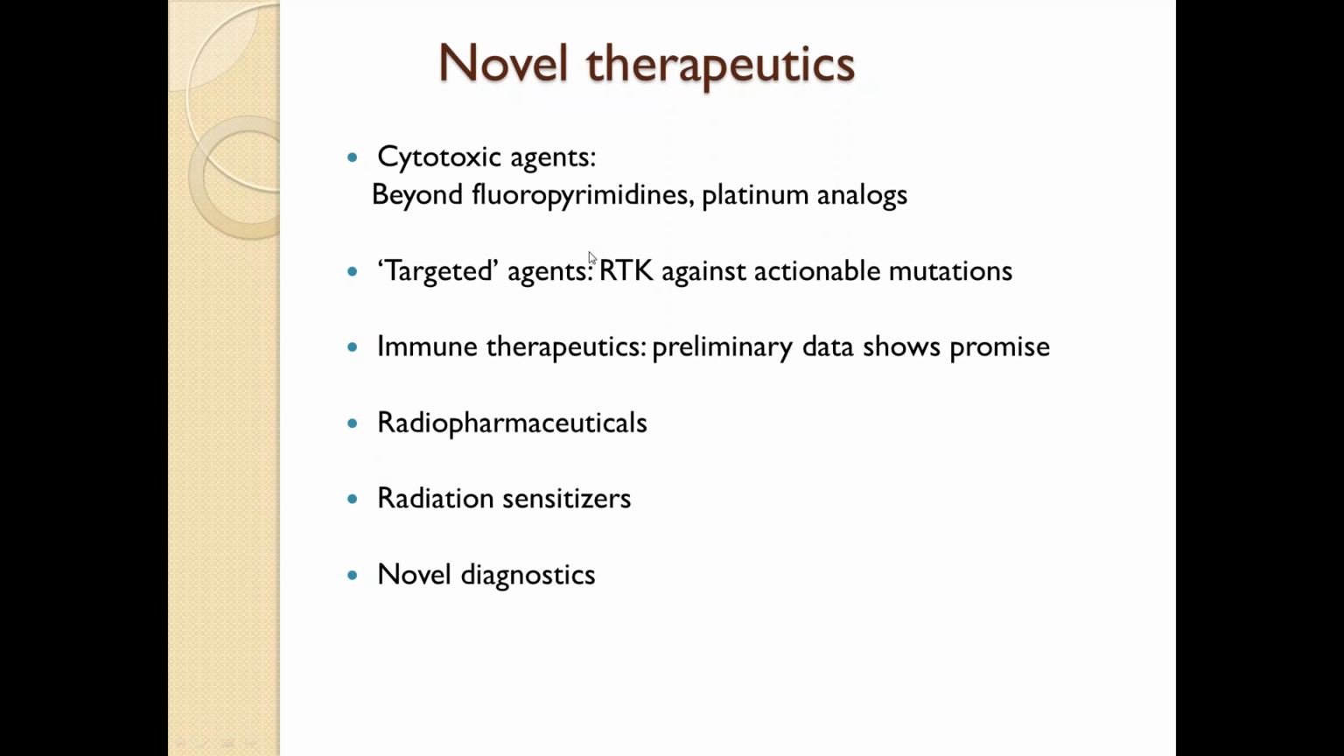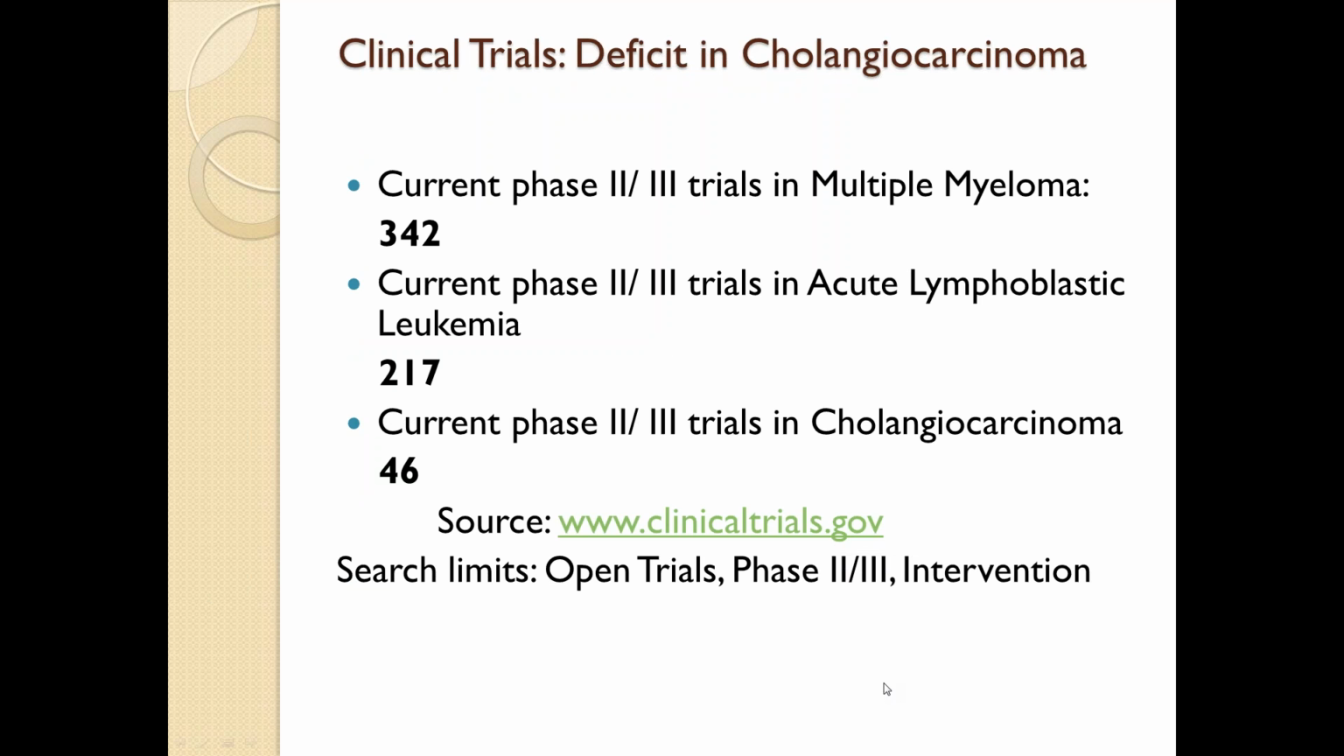And let's not forget there are other less targeted but still effective therapies, for instance, radiopharmaceuticals such as Y90, radiation therapies, and radiation sensitizers that have value in this setting, and their role remains to be investigated. Unfortunately, at the current time, there is a deficit of clinical trials in cholangiocarcinoma, and that's an area that we certainly wish to change. For instance, multiple myeloma, which is an unusual disease with higher incidence than cholangiocarcinoma, has probably 8 times the number of trials. Acute lymphoblastic leukemia, which has probably similar incidence as cholangiocarcinoma, has almost 5 times the number of trials. So it's certainly an area that we need to work on.